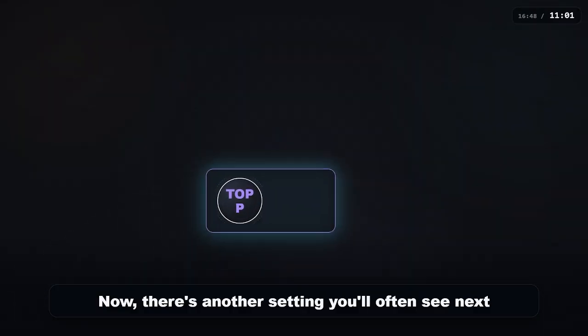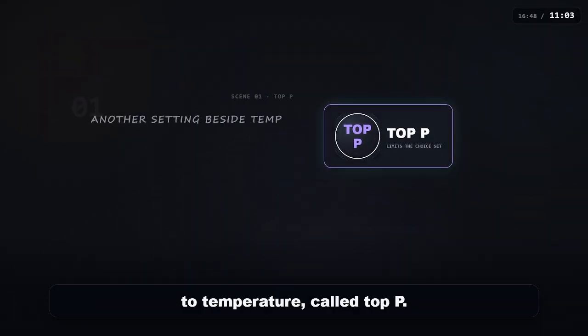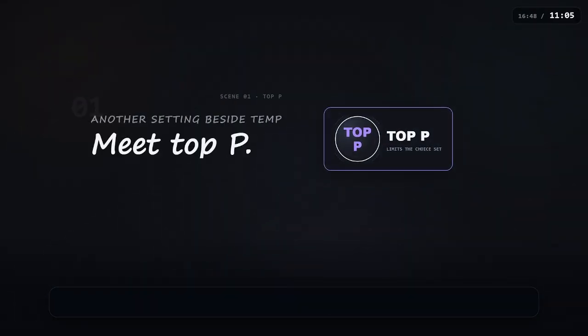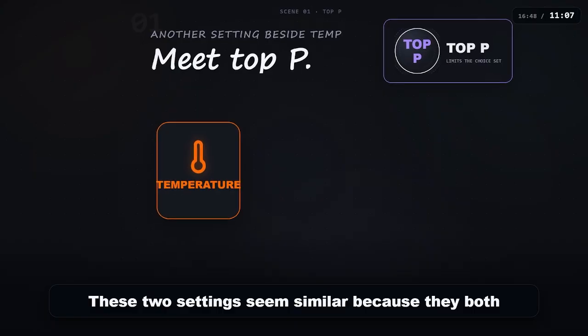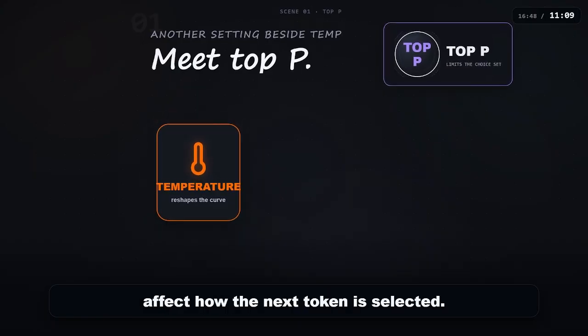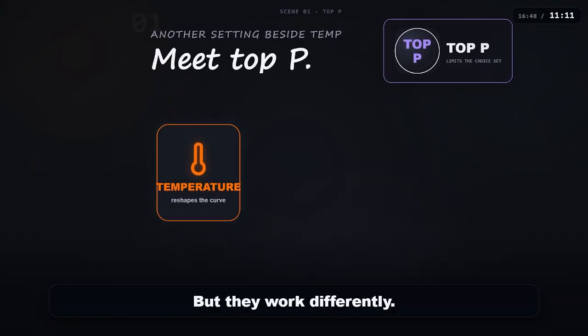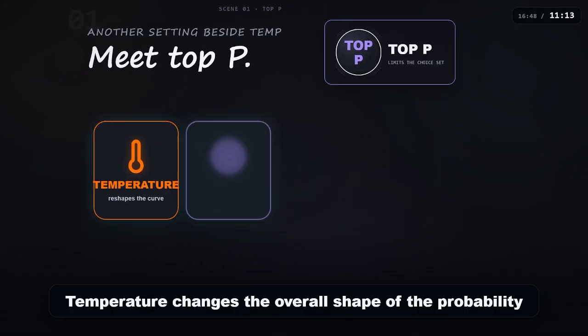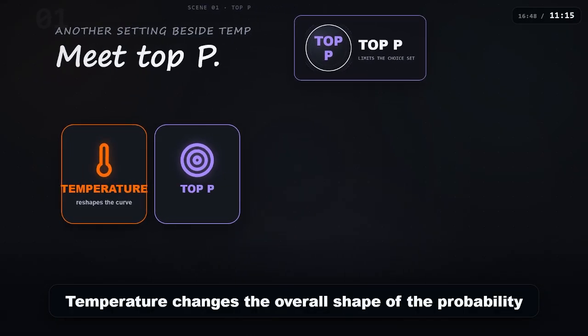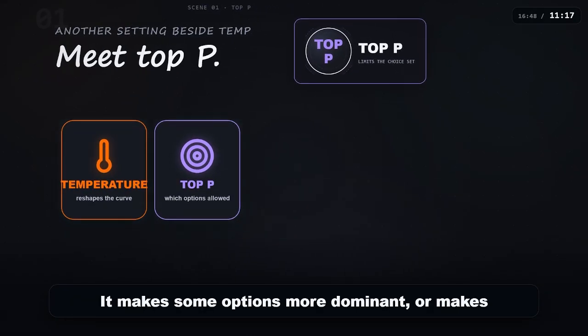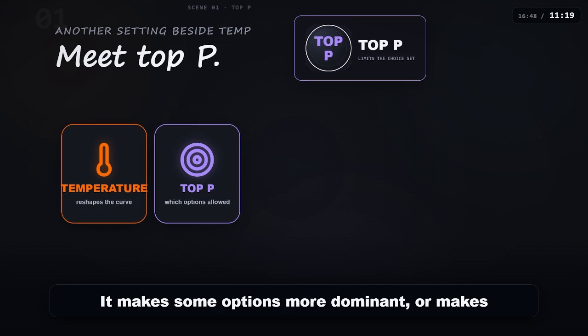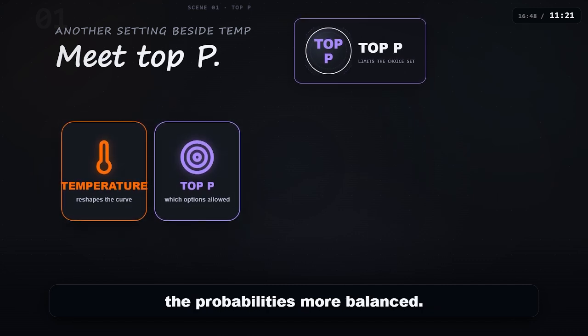Now, there's another setting you'll often see next to temperature called top P. These two settings seem similar because they both affect how the next token is selected, but they work differently. Temperature changes the overall shape of the probability distribution. It makes some options more dominant or makes the probabilities more balanced.